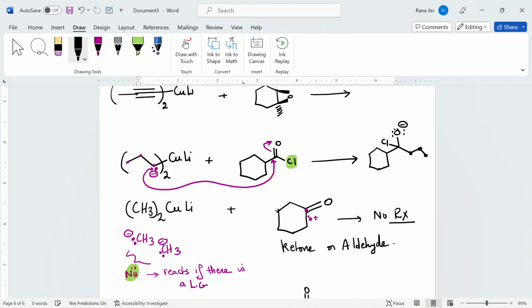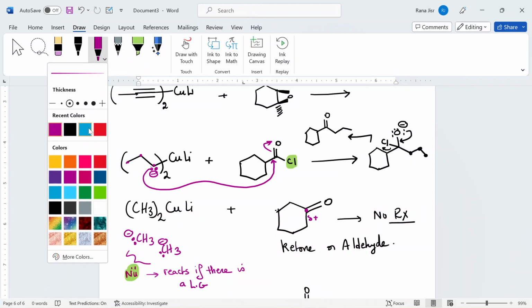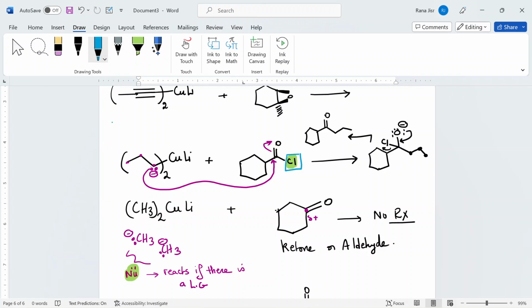Also, you have the chlorine. Chlorine is an excellent leaving group. So you can go ahead and do resonance and the chlorine is going to leave. In this case, your product is going to be a ketone when Gilman attacks the acid chloride. So all you did is simply replace the chlorine with the R of the Gilman, whatever that R is, and your product is a ketone.